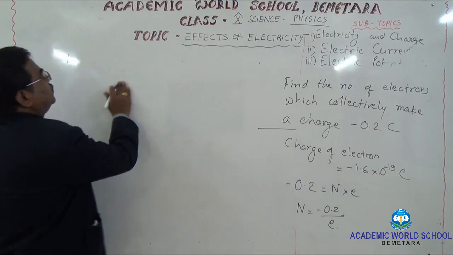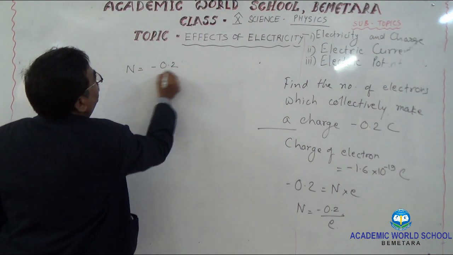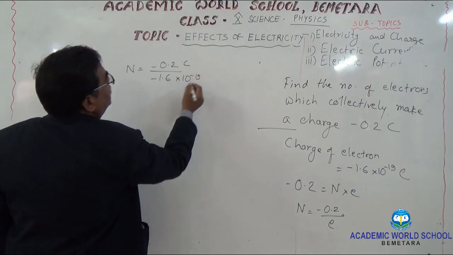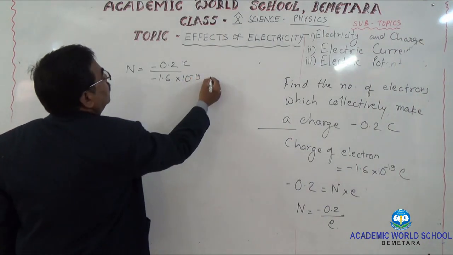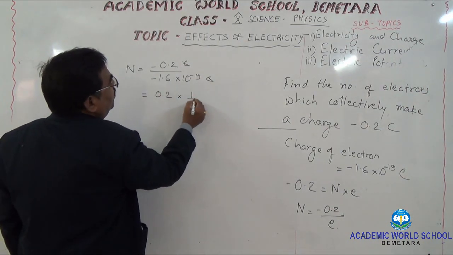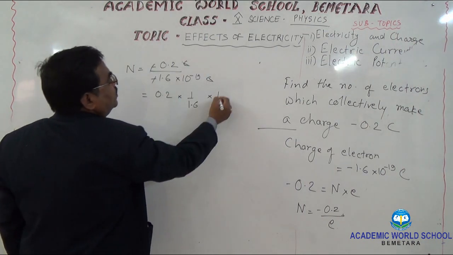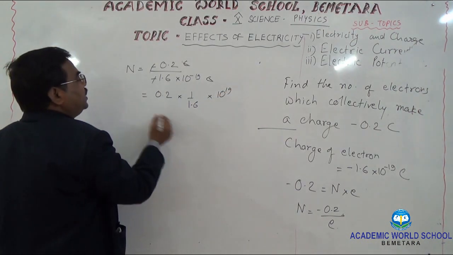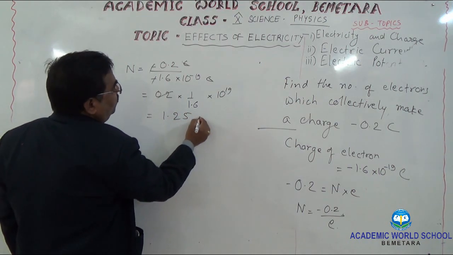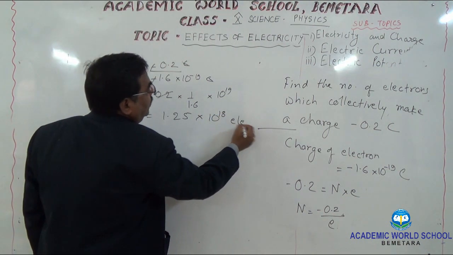Let us do it. n is equal to minus 0.2 coulombs divided by minus 1.6 into 10 to the power minus 19 coulombs. Coulombs cancel. So this is 0.2 into 1 upon 1.6 into, this is going in the numerator, 10 to the power plus 19. Now 0.2 upon 1.6 is 0.125, so the answer is 0.25 into 10 to the power 18 electrons.